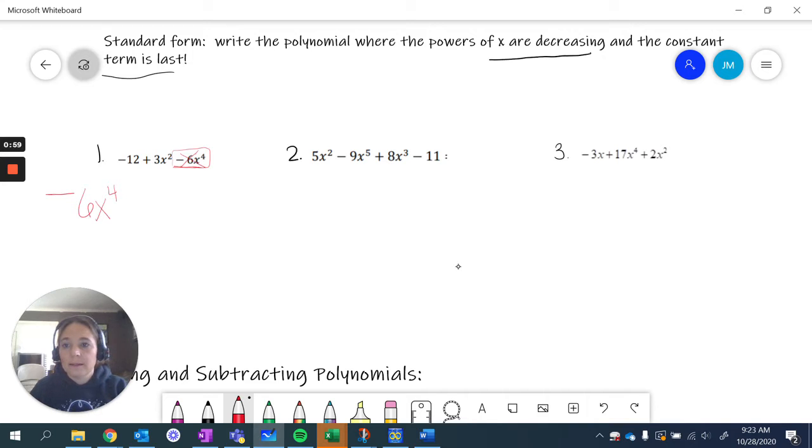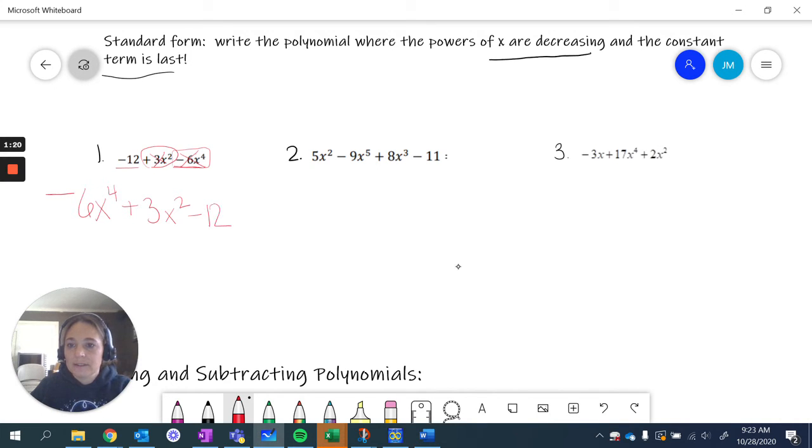Okay, and then you have to go, the powers of x go down. They are decreasing. So the next power of x is the x squared. So we're going to write plus 3x squared. And the constant term, a constant term is just a number with no x, no variable. So our constant term is -12. So we write that at the end.